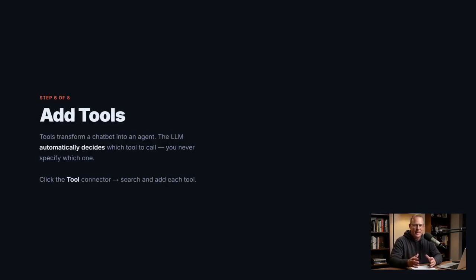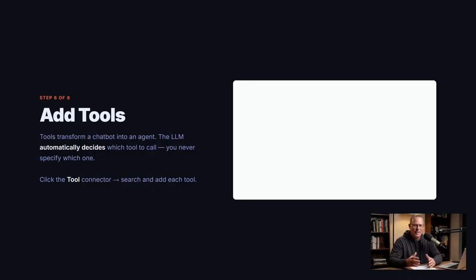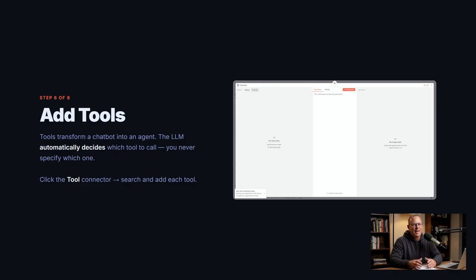This is where things get exciting. Tools are what separate a conversational chatbot from a true AI agent. With tools, your agent can take real actions in the world. In n8n, any node can become a tool. You simply connect it to the tool connection point on the AI agent node, and the agent can then decide when to call it. Let's add two simple tools to start: a calculator for doing math and Wikipedia for looking up factual information. First, let's add the calculator.